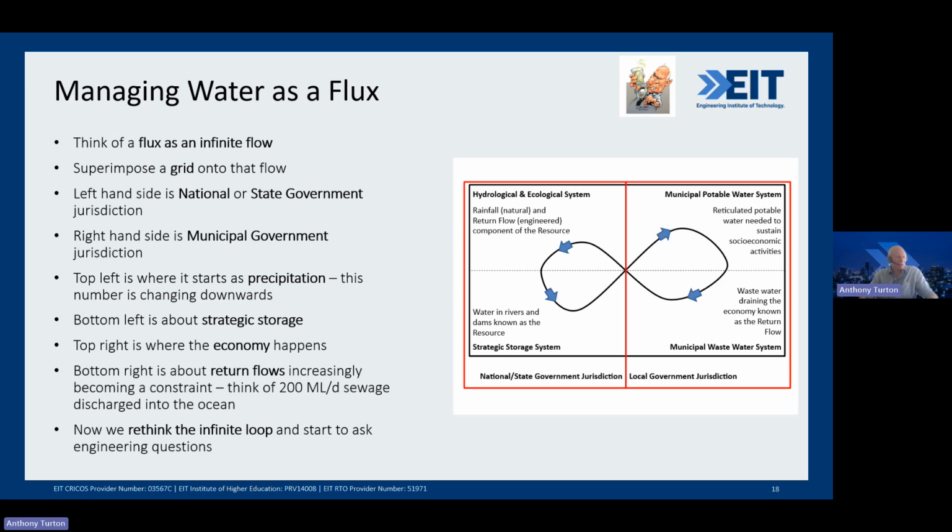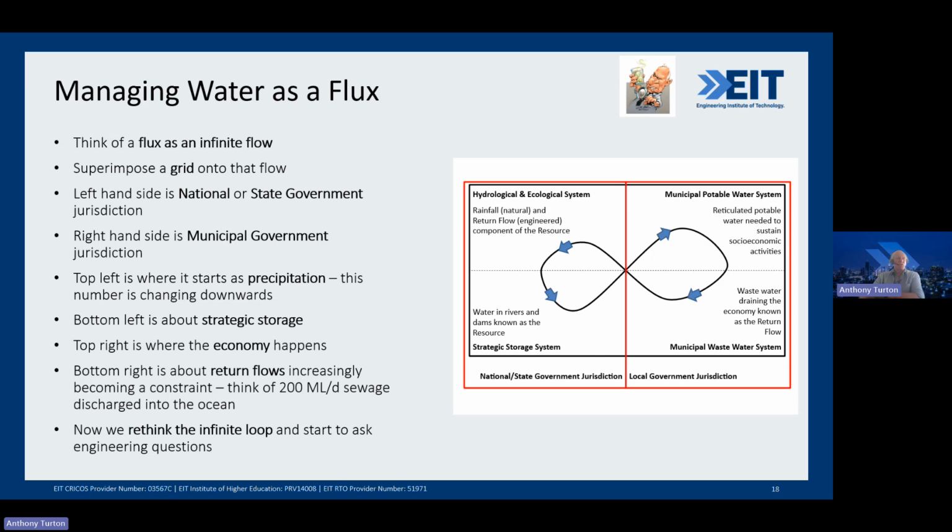That's an important comparative advantage that I think Western Australia has, because they are quite deeply involved. In fact, they are cutting edge developments in that area. So strategic storage, getting back to what I said earlier on about the MAP-MAR conversion, the management of evaporative losses. Well, if you can store water in the ground, then you're managing those evaporative losses. The top right is where the economy happens. And the bottom right are all the return flows.